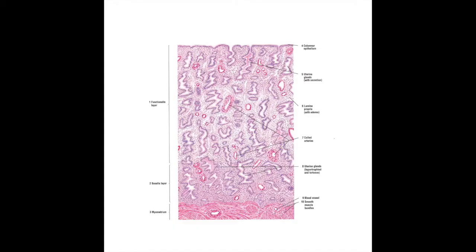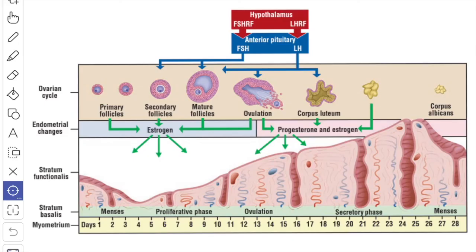This is a histological picture to show the secretory phase. So here you can see the enlargement of the uterine gland with the secretion, and you can see the coiled arteries, and you can see the increase in the size of the stromal cells, and this appearance is known as the sawtooth appearance. Next we'll see about the menstrual phase.